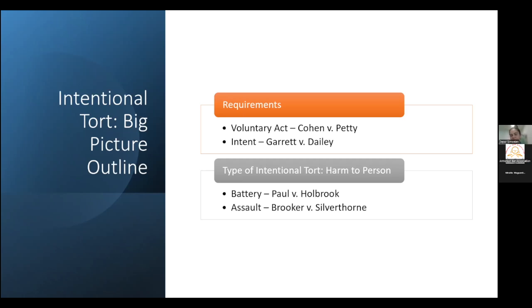Garrett will address intent. Now, again, Garrett could potentially address voluntary act, but that's not the reason why you're reading that case. So you have to have a very tunnel vision when you're reading to sift out all the fluff and the details and get to the heart of the case. Same thing with Paul versus Holbrook and Brooker versus Silverthorne. Again, you're reading the case, you're not supposed to switch it. So if Brooker also addresses battery, again, that's not what you're trying to learn out of that case. You're trying to learn what were the facts that satisfied the elements or the requirements for assault.